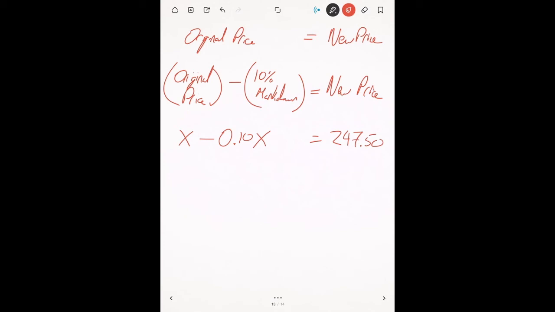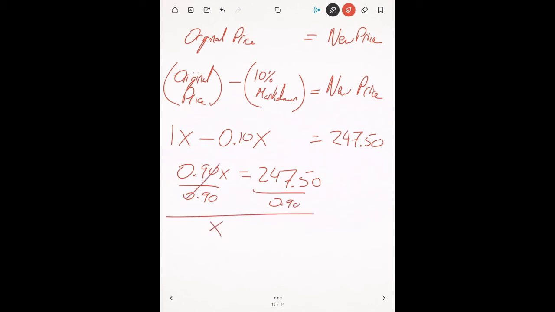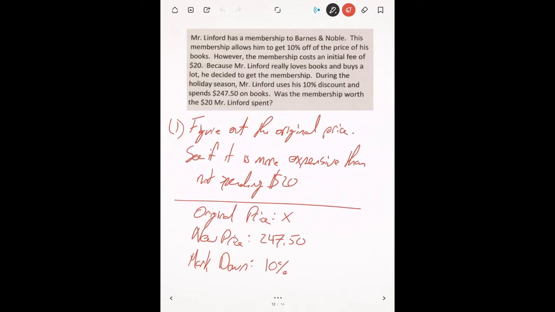Remember, markups and markdowns always work on the original price. So if we go ahead and start combining like terms, remember there's an imaginary 1 out there, we end up with 0.90x equals 247.50. And if we divide by 0.90 or 0.9, whatever you prefer, we're going to end up with X equals $275. So that was the original price of the books, $275.